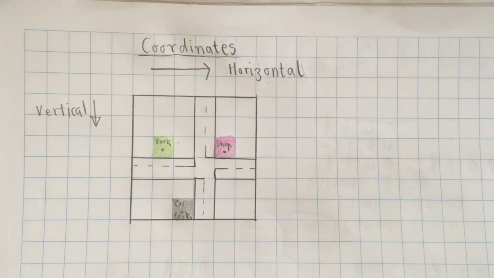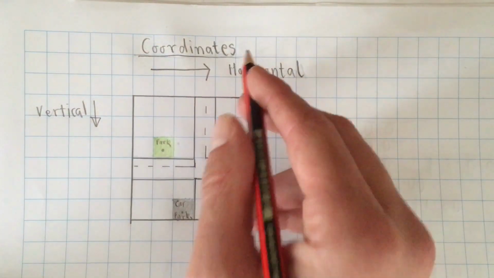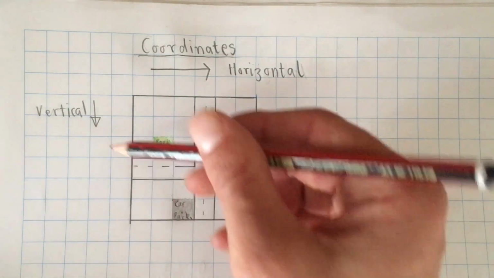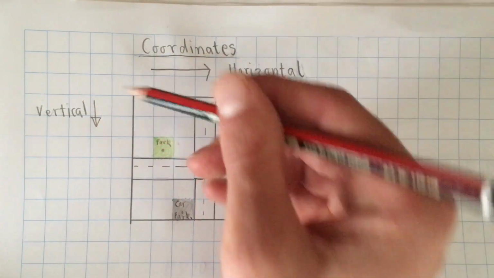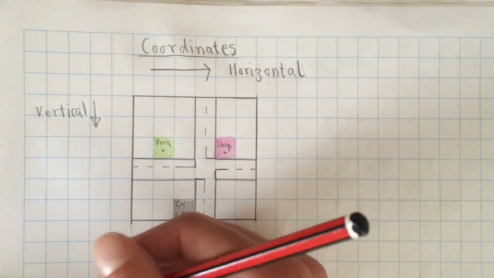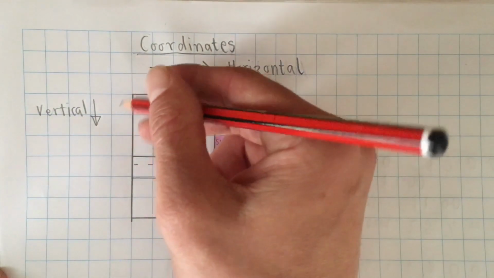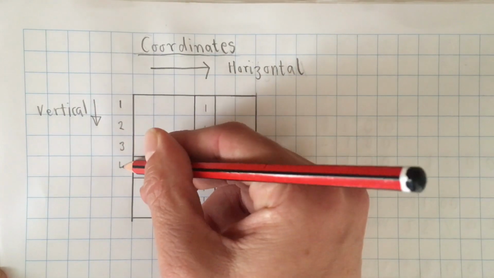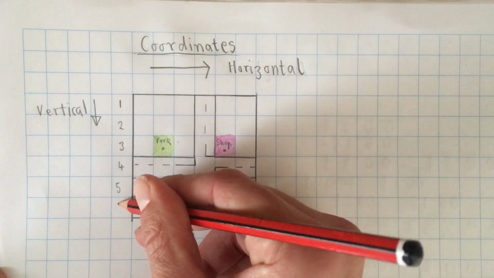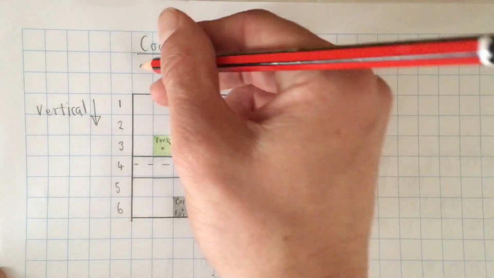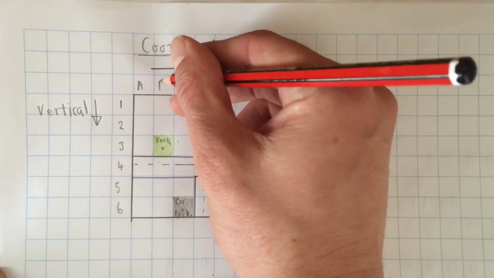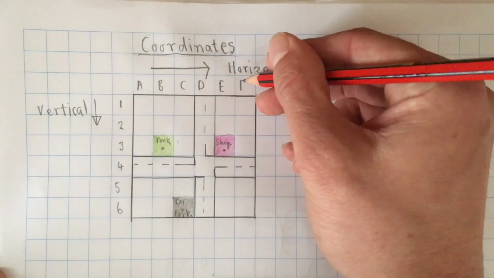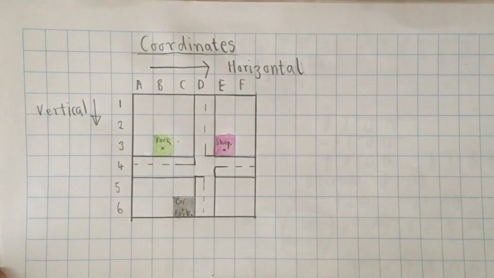We're going to have a look at coordinates. Coordinates are really good ways to locate things on a map. So we use a vertical axis and a horizontal axis, and we use numbers and letters. I'm going to put the numbers on the vertical axis, 1 through to 6. And along the horizontal side, I'm going to use letters, A, B, C, D, E, and F. And I can use the letters to line up things on my map.